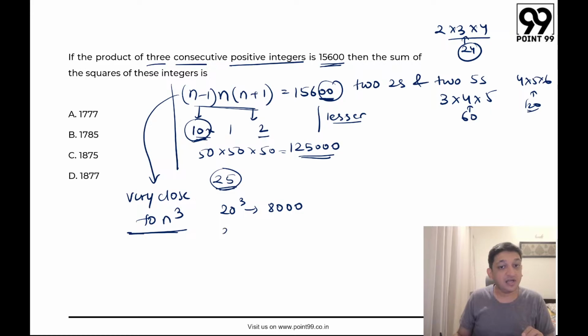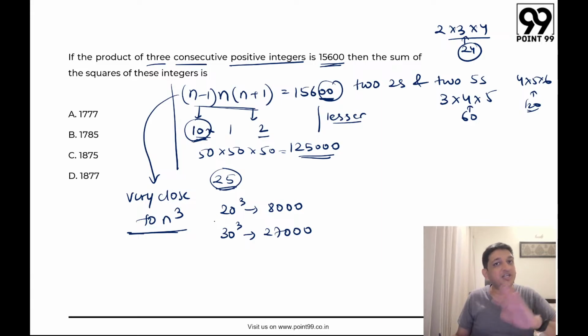8000 होता है. 30 cube कितना होता है? 27,000 होता है. Now if I need a cube that is very close to 15,600, it should be between 20 cube and 30 cube ना? Right? 20 cube और 30 cube के बीच में होना चाहिए. 20 क्यूब नहीं हो सकता, 30 क्यूब नहीं हो सकता.